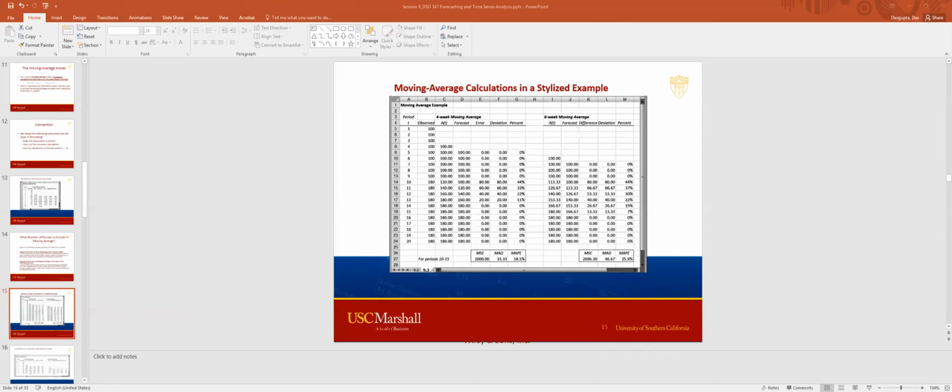For MAD, mean absolute deviation, it is just the sum of F14 through F19, that column, divided by 6. For MAPE, it is just the sum of those, again the same thing, G14 through G19 divided by 6. Because you're taking 6 observations.